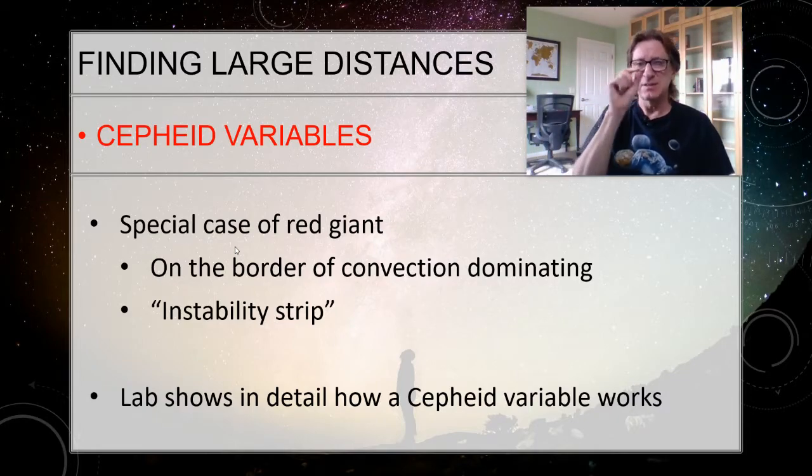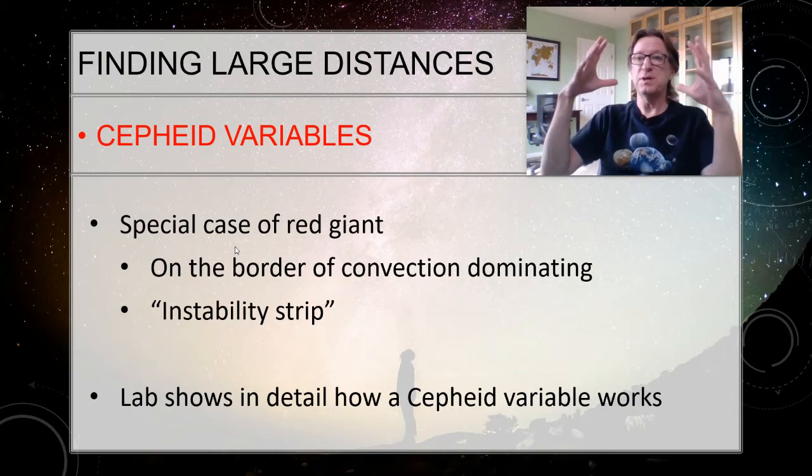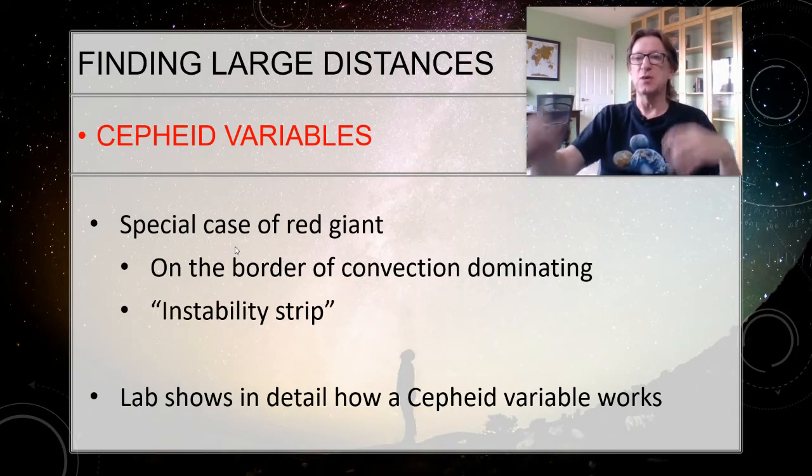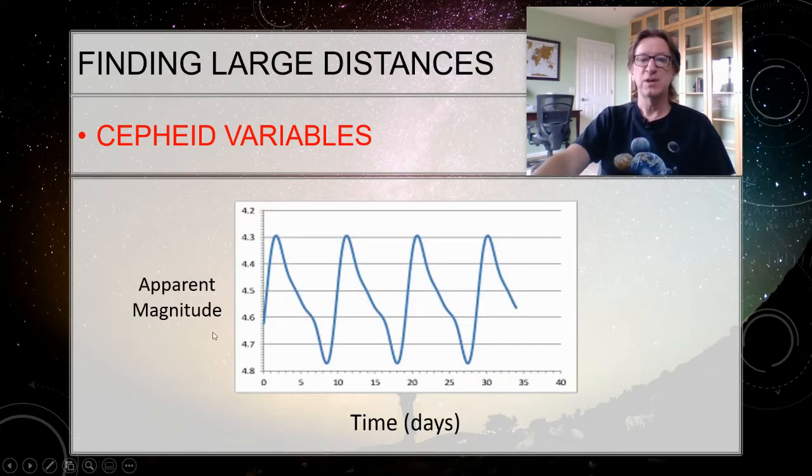And the nitty-gritty details of how all of this works is what you'll be doing in the lab for this week. But that star then pulses just because it's right on the edge between convection taking over and convection not taking over. So it looks something like this. This is the light curve. This is the characteristic light curve of a Cepheid variable.